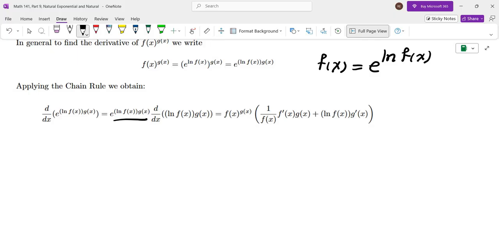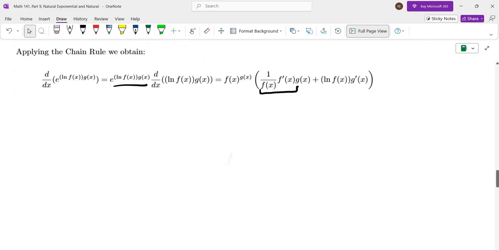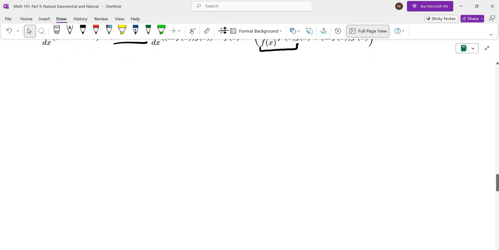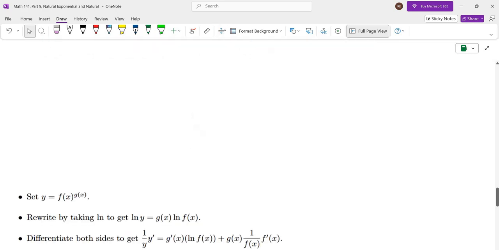And the derivative of the exponent requires us to use the product rule. So we have 1 over f of x times f prime by the chain rule, that's the derivative of natural log of f of x, times g of x, plus natural log of f of x times the derivative of g of x. I would not memorize this formula. It's not very difficult to derive this formula.